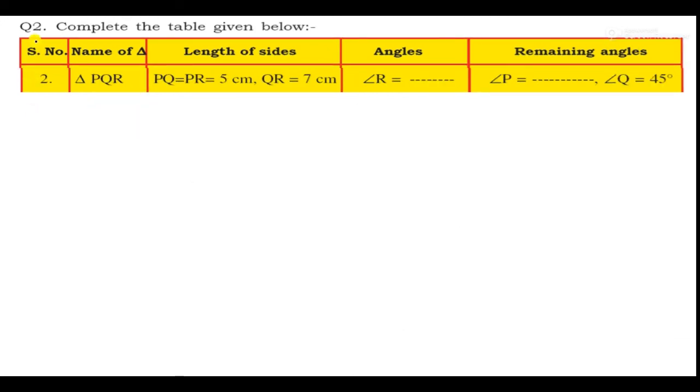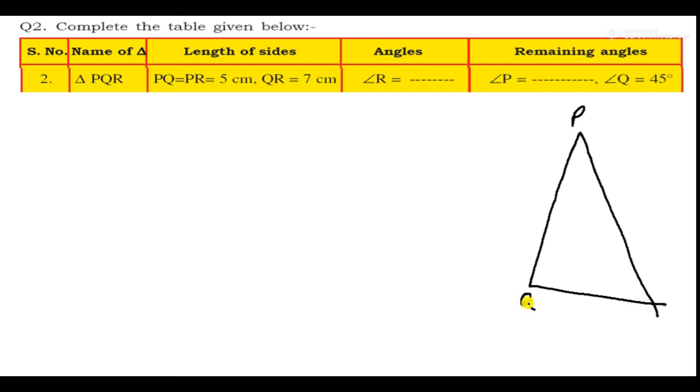Now come to question number 13, second part. It is the triangle PQR. So you have to draw a triangle PQR like this. You can write here P, Q and R. So what will happen? PR is equal to PQ. So you can write PQ is equal to PR, and that is 5 centimeter. PQ is 5 centimeter and PR is also 5 centimeter.